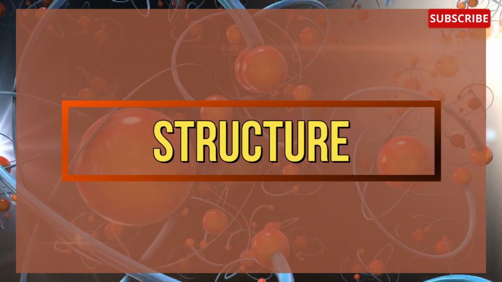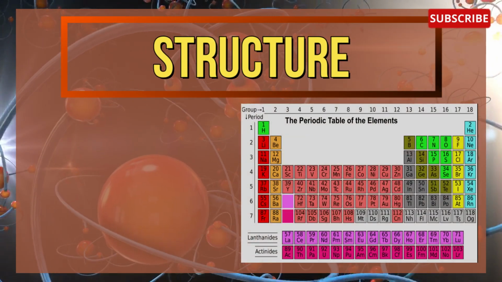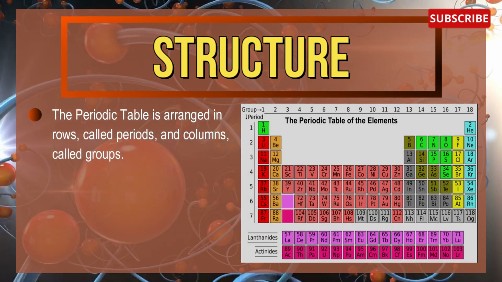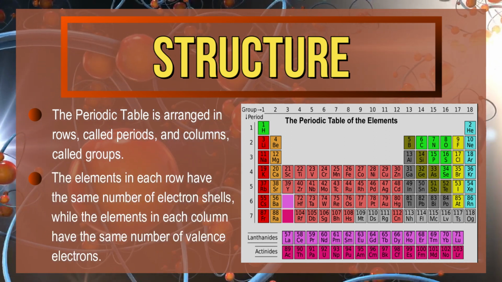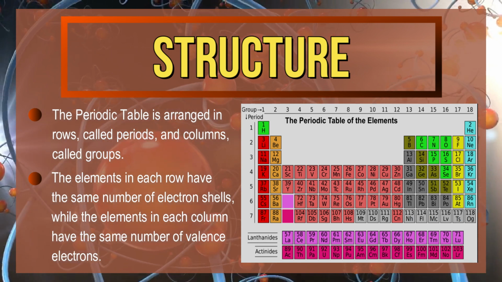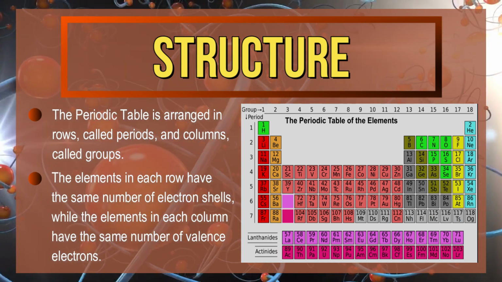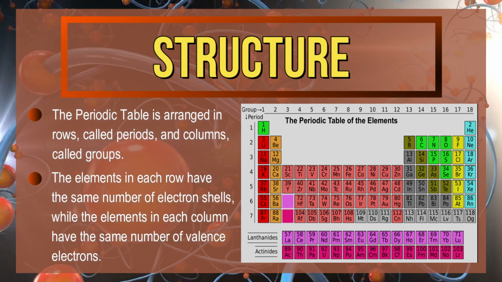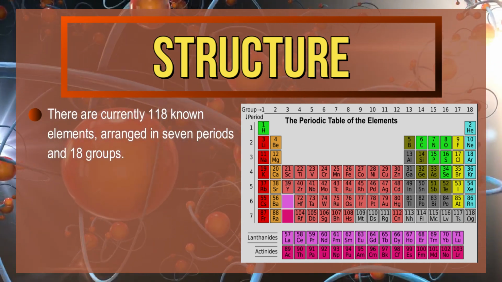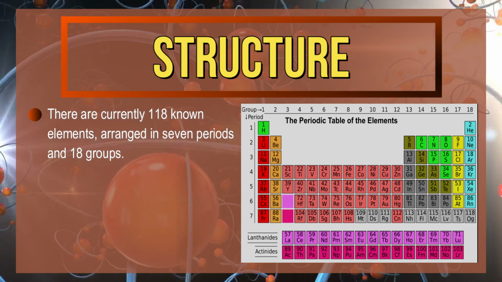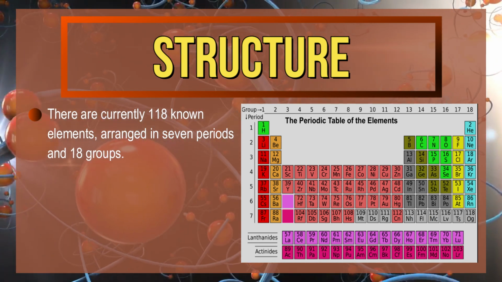Now let's head to the structure of the periodic table. The periodic table is arranged in rows called periods and columns called groups. The elements in each row have the same number of electron shells, while the elements in each column have the same number of valence electrons. There are currently 118 known elements arranged in 7 periods and 18 groups.